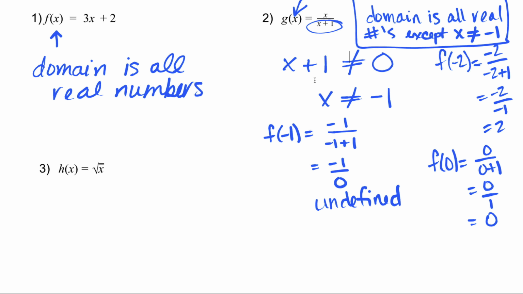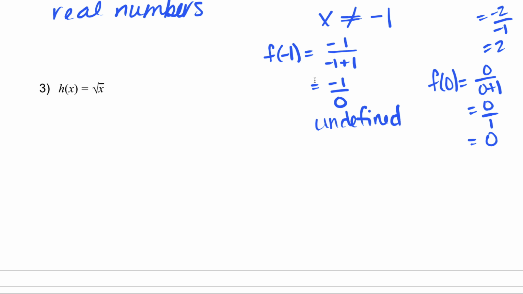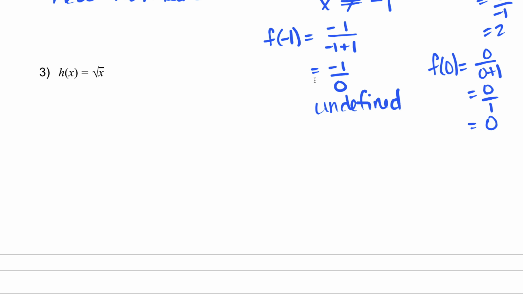Okay, let's look at our third example. h of x equals the square root of x. So let's think about this function, square root. What does the square root do? When can we not take the square root in the real number system? Well, we have a problem when we take the square root of negative numbers. We end up in the imaginary numbers, in the complex number system. Again, more on that probably another term.